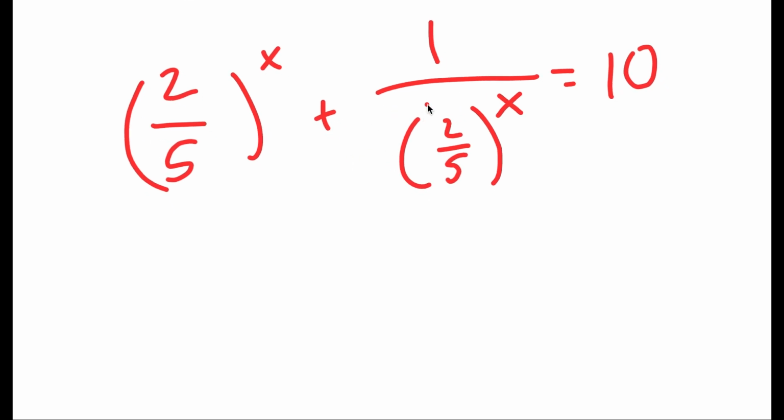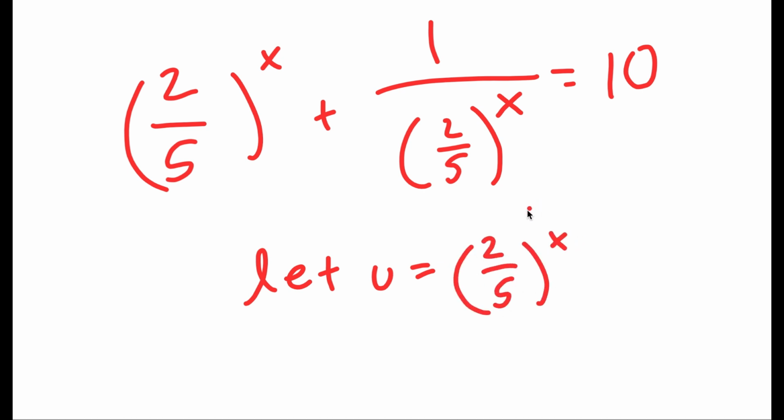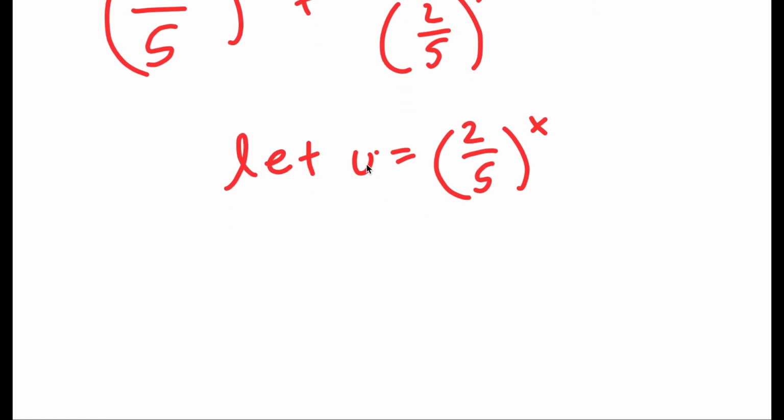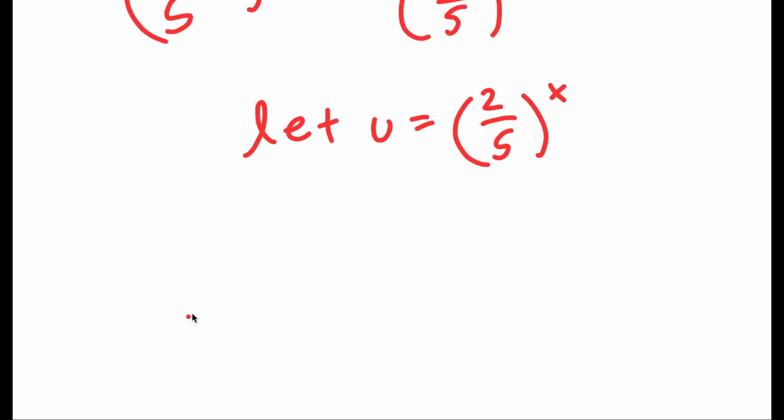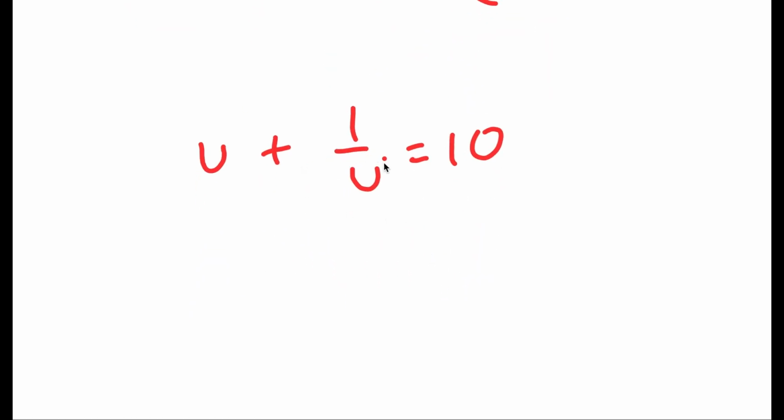So now I want to solve this simpler without having to worry about big terms like this. So what I'm going to do is I'm going to use u substitution, and I'm going to let u equal to 2 over 5 to the power of x. So now this way, if I plug in u for 2 over 5 to the power of x, I get u plus 1 over u is equal to 10, and this is a much simpler equation to solve.